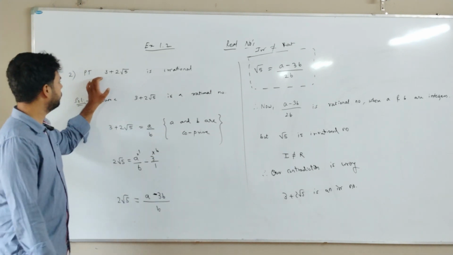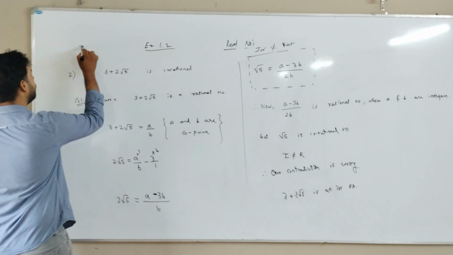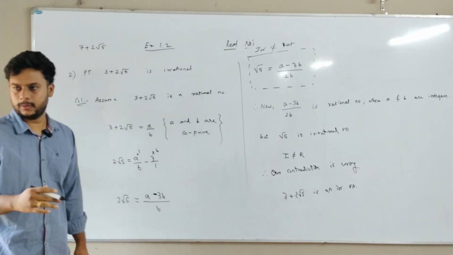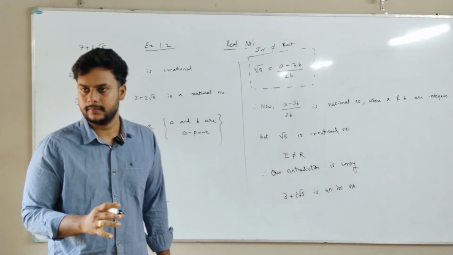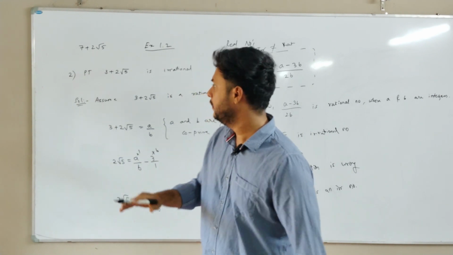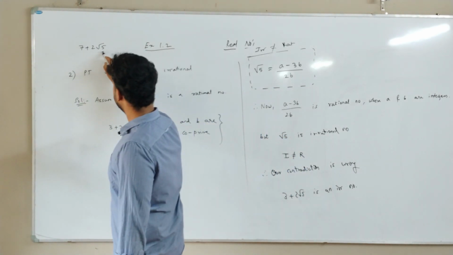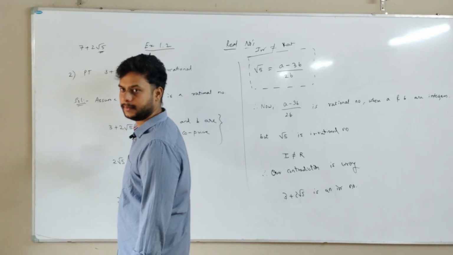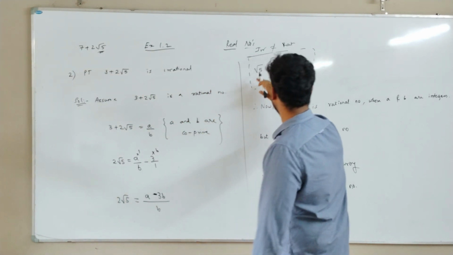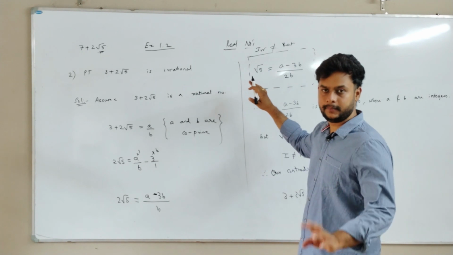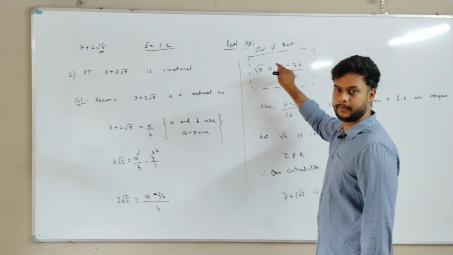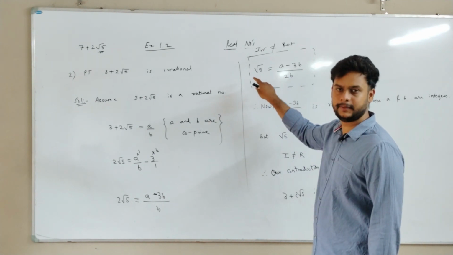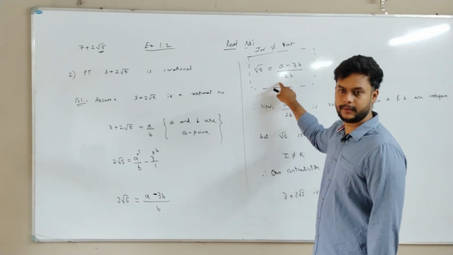When he gives sums like this, 3 plus 2 root 5, or one more you try, 7 plus 2 root 5, or 3 plus 2 root 3, something like this, what will you do at that time? Keep only the root, and send everything else to the other side first. Then you will get an equation like this. Then you will tell him this is rational, but this is irrational, and we cannot equate rational to irrational, because if this is irrational, this is also irrational only.